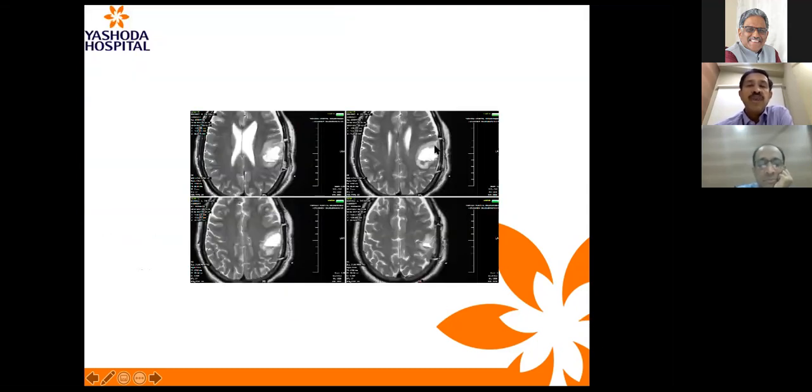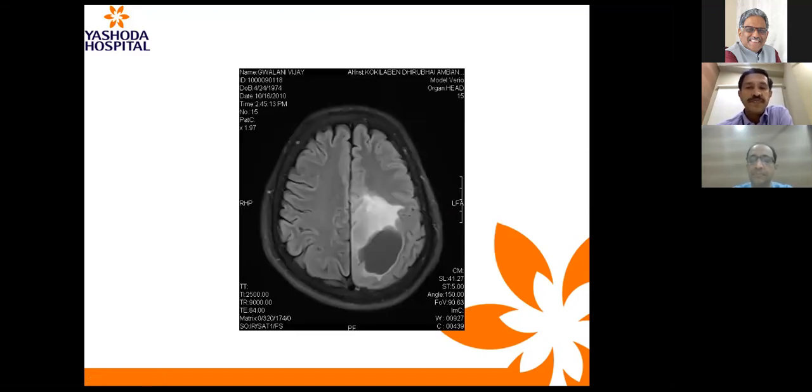So with this, we were able to resect, giving just a 1 centimeter gap from the eloquent area where we got facial and hand movement, but we were able to remove at least 70% of this tumor, which would make a definite, significant impact on the progression-free survival of this patient.